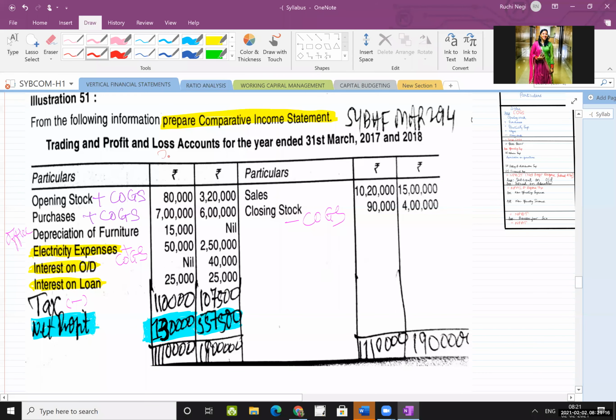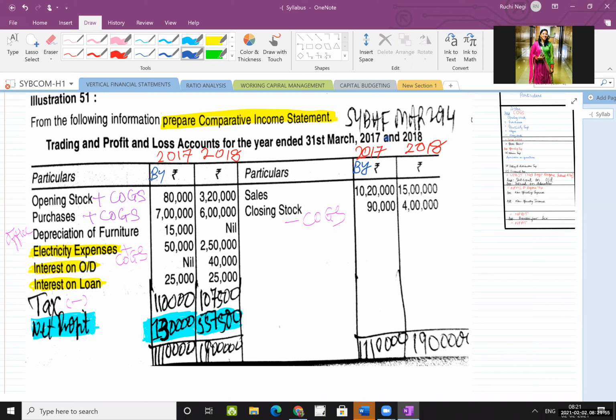So you know 2017 will be obviously your base year, and 2018 will be what? You can take it as your next year or as your current year, right? So this is your base year. The first year is always the base year. Opening stock, purchases, where will all of these come? In the formula of that COGS.